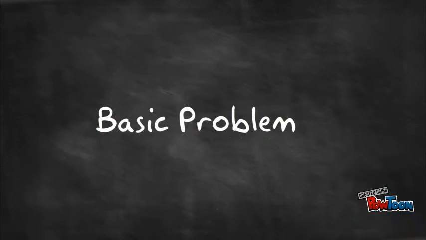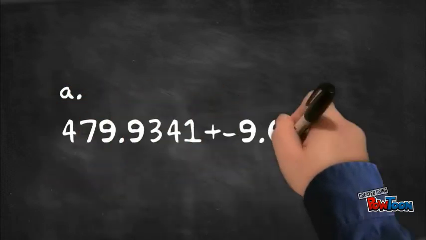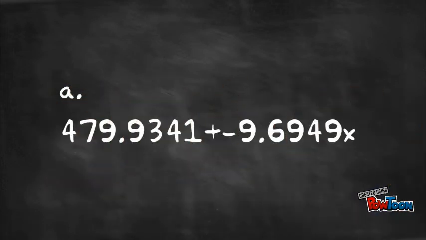The basic problem. Right here you're given a bunch of values which you would put into your calculator for L1 and L2. One of them is the time in minutes, and one of them is the pulse in beats per minute. Next, for part A, you would verify that a linear model appropriately models the data, and state the equation of the linear model, which you would get from your calculator.